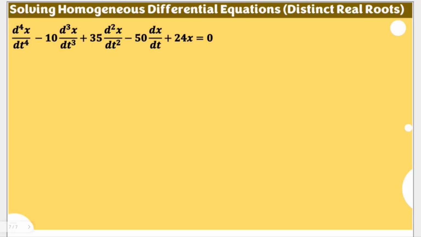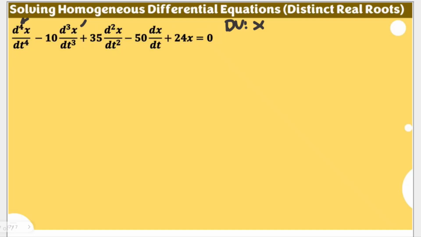Let's solve this given homogeneous differential equation stated here. Take note that the order of this differential equation is fourth order because of this notation. But it's also important to know that our dependent variable here is no longer y. The dependent variable here is x.